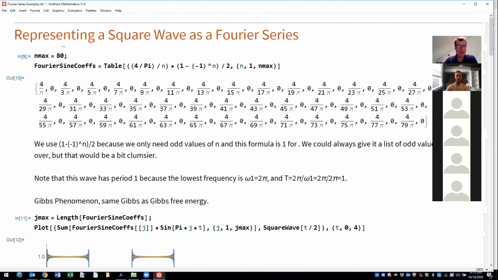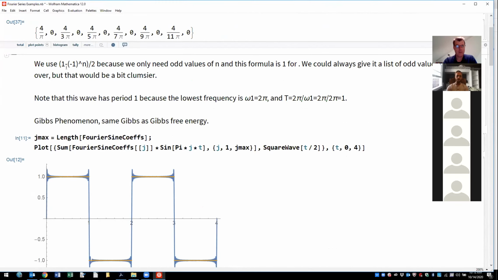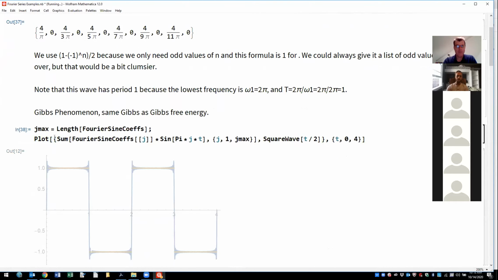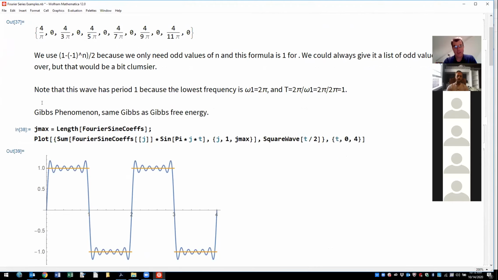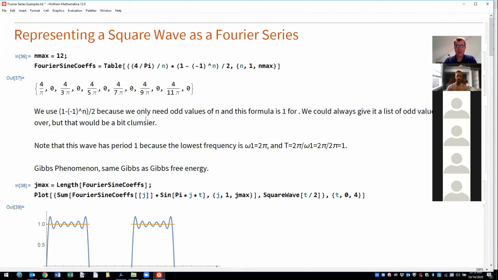So it's probably not 80 coefficients. Maybe it's just like 40 because half of them are zero. It might have looked frankly closer to that. And again, that is because those cables have finite bandwidth. So real physical systems exhibit the Gibbs phenomenon because real physical systems cut off Fourier coefficients. It's not just humans looking to do approximations so they don't have to carry around as many algebraic symbols.